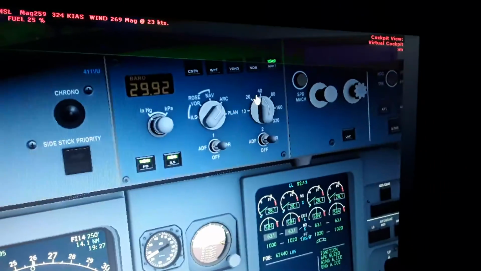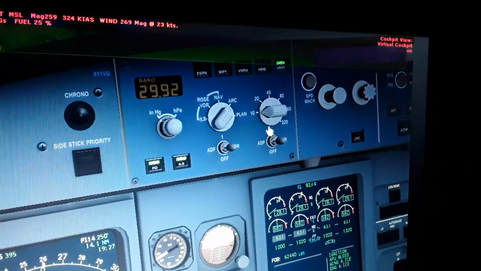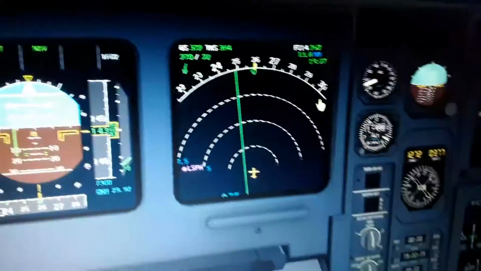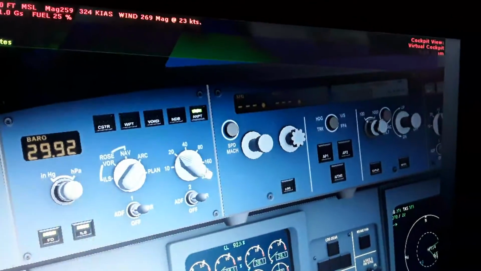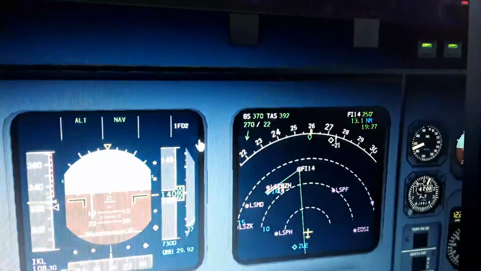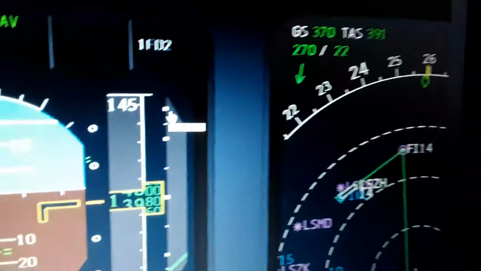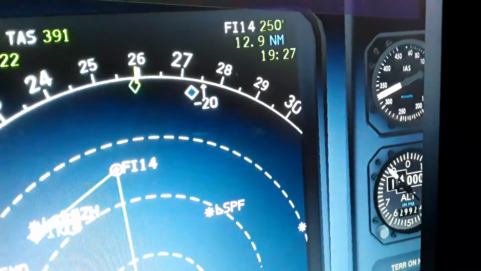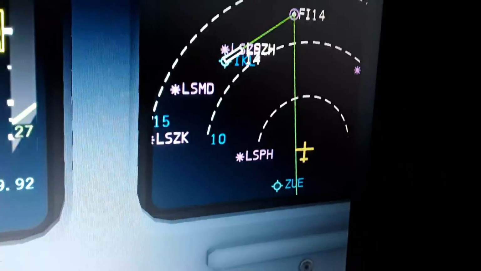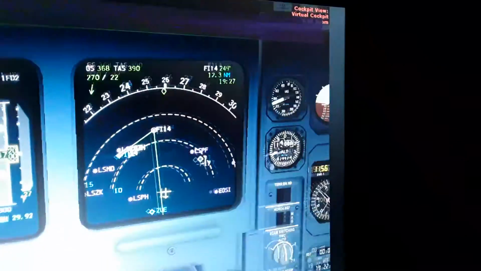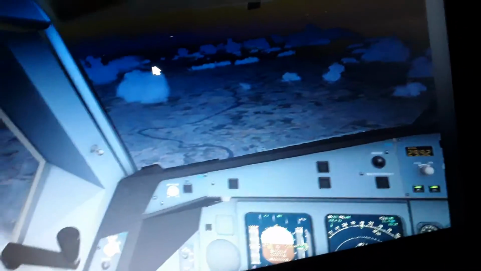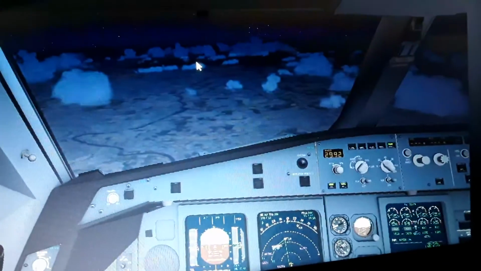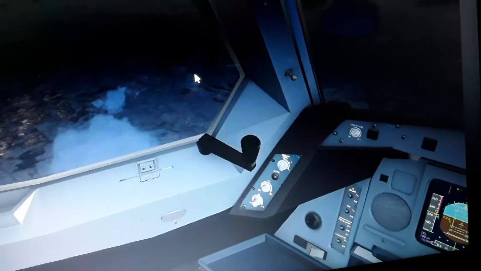So I'm gonna use a little bit better view here. Still far away, we're 12 nautical miles away. We only have 8 minutes to go, so I'm gonna have to make a shortcut for the landing. You can see the runway here.